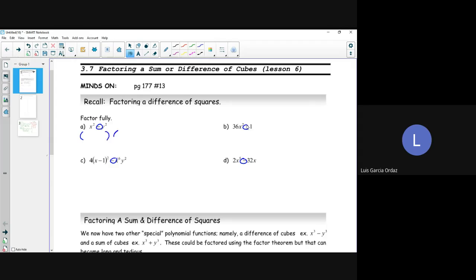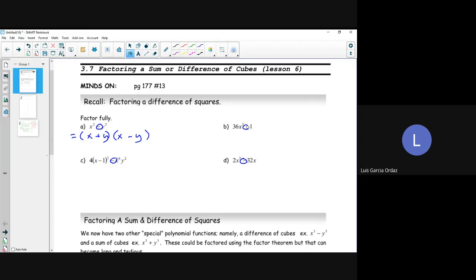So with the difference of squares, we have our two brackets. The first one we have x squared minus y squared. So the square root of x squared is just x. And the square root of y squared is just y. So you get x plus y, x minus y as your solution for example A.